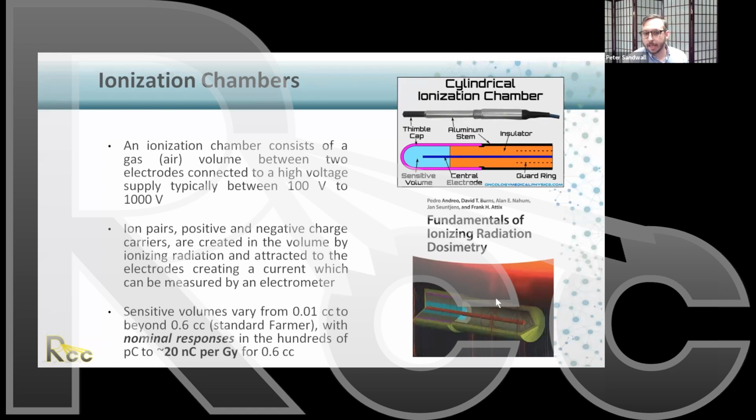So, I like that cover picture because it's a Monte Carlo picture of a Farmer chamber. The sensitive volumes of ion chambers vary from 0.01 cc to beyond the Farmer chamber of 0.6. And the nominal response of the Farmer is what I really like because it's stuck in my head: 20 nanocoulombs per gray for 0.6 cc. I think having things like that in your mind, sanity checks, is important and part of good practice.